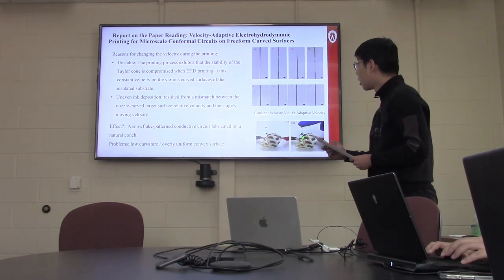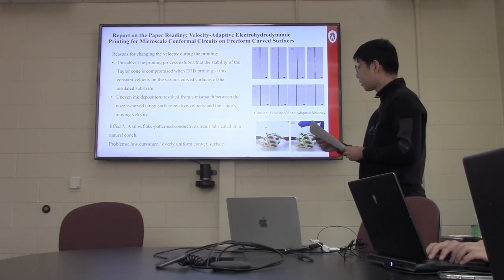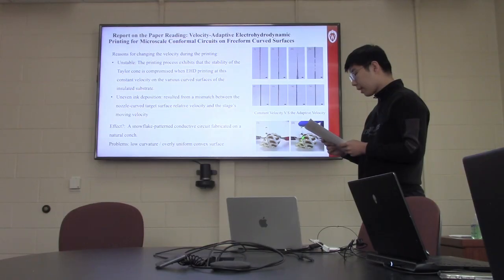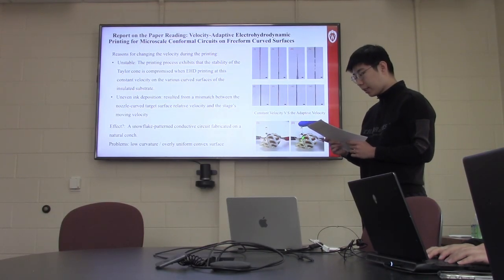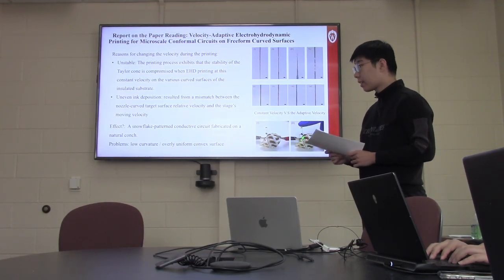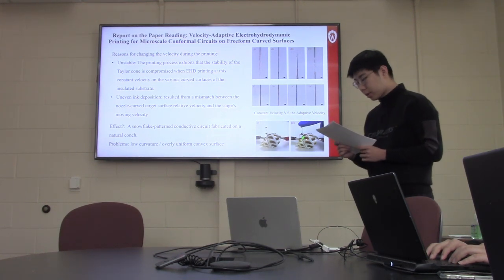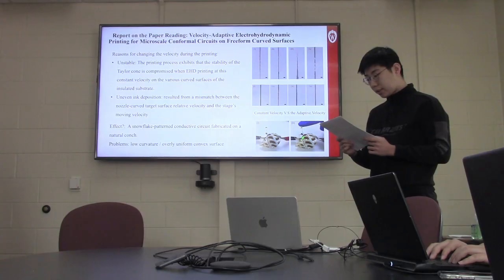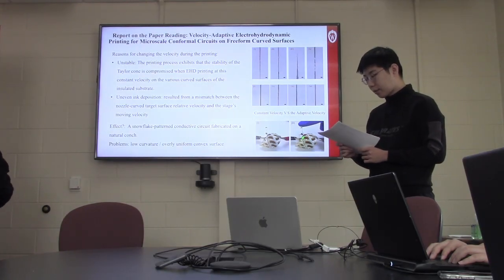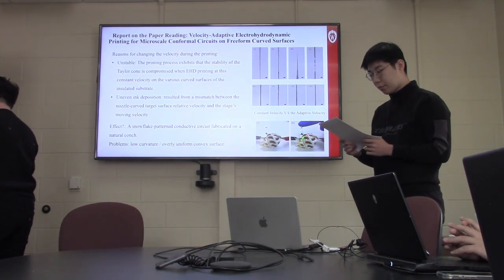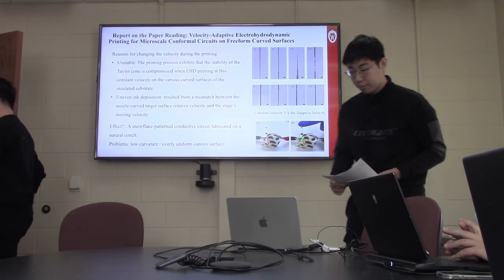When I presented this paper, I focused on the two main reasons why a constant printing speed isn't ideal on curved surfaces. First, the stability of the Taylor cone is compromised when printing at a fixed speed. The second issue was uneven ink deposition. With a constant stage speed, the relative motion between the nozzle and the curved surface is not always identical, so some areas ended up with too much ink, while others received too little. This problem made it clear why the authors proposed adjusting the printing velocity based on the surface curvature. It keeps the HD printing process stable and the ink deposition more uniform.